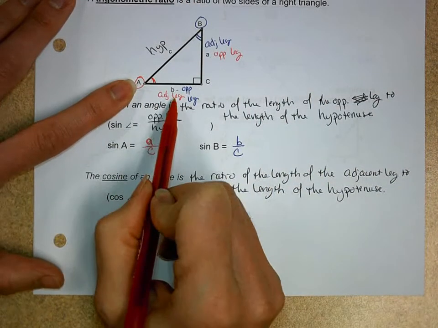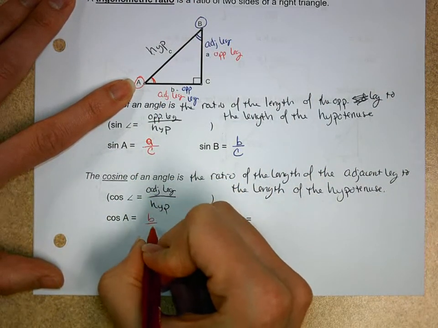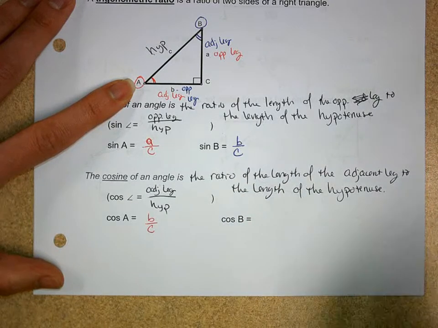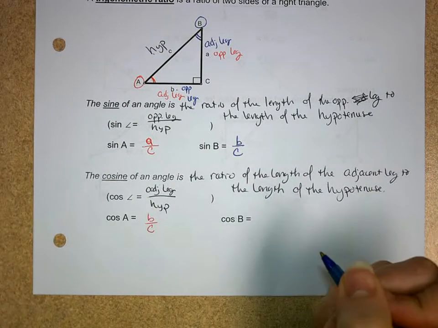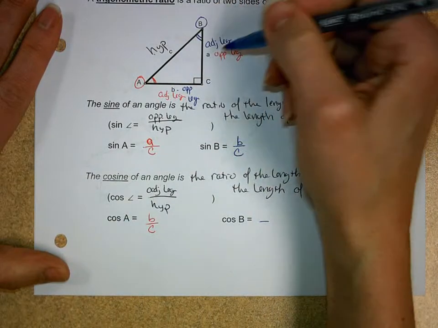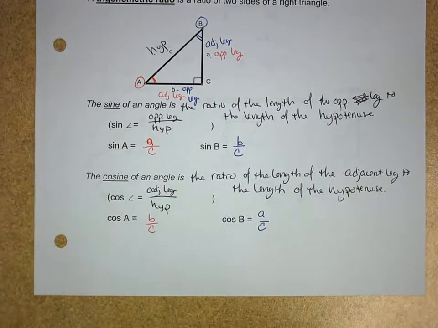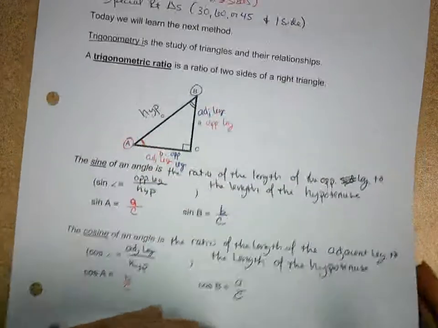For angle A, your adjacent leg is B because it's the one in red. So we go B over C. Now, for my cosine of B, we're going to use adjacent leg over hypotenuse, so it's the blue, so it's A over C. All right, not too hard with those. Now I'm actually going to flip back and forth to the next page, and then we'll actually work some problems together of setting these up.